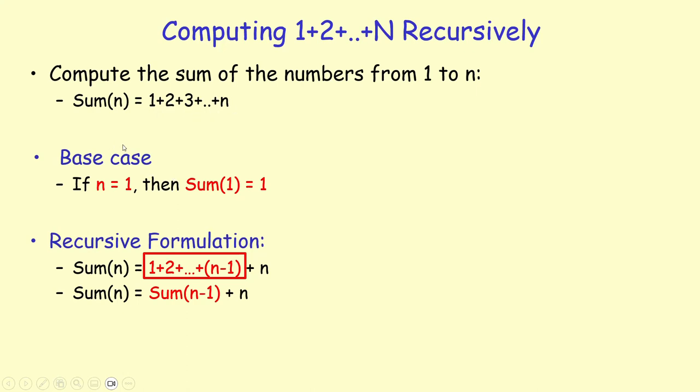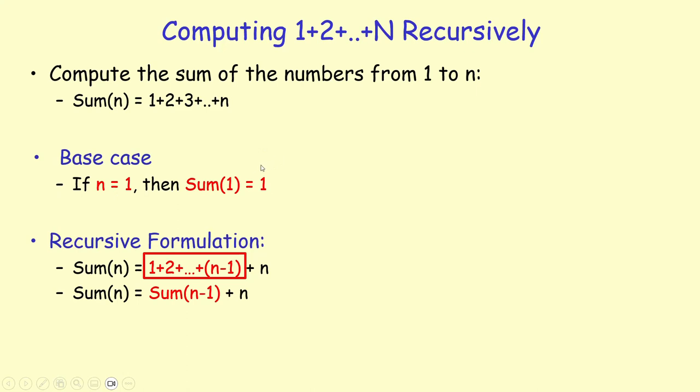Let's first identify the base case for this problem. The base case is if n is equal to 1, then the sum of the numbers from 1 to 1 is 1. So we don't have to divide the problem any further. This is our base case or stopping condition.